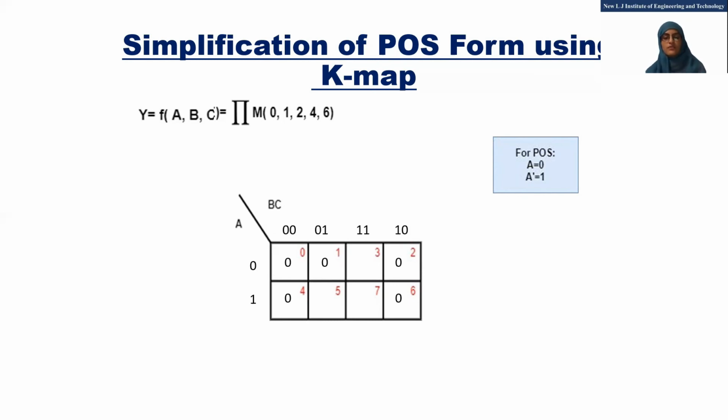The numbering of these POS K-maps will be the same. Now we have to remember that for POS, A is equal to 0 and A prime is equal to 1. The output condition of the POS is 0. So in the given terms, we have to mark zeros. So I've marked 0 in the 0, 0 in the 1, 0 in the 2, 0 in the 4 and 0 in the 6. Now we have to do the grouping of zeros.